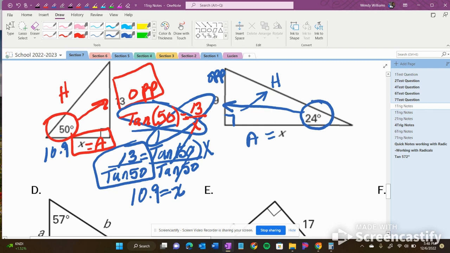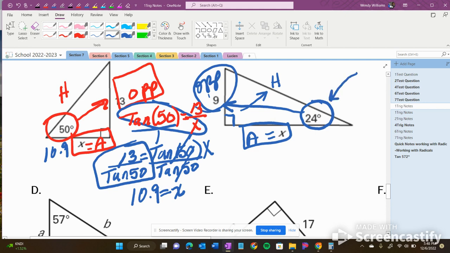All right, so they're looking for x, which is adjacent. They're giving me, let me erase this so you can see it, 9, which is the opposite. So opposite and adjacent, again, is tangent. Do they give me an angle? Yes, we go ahead and use it. Tangent of 24 degrees equals opposite 9 over adjacent x.